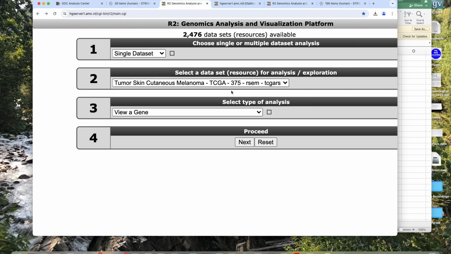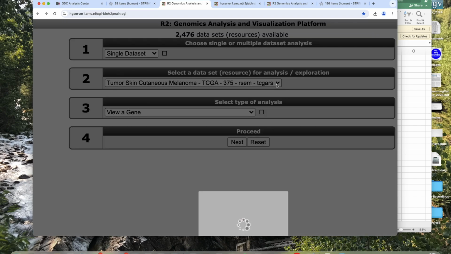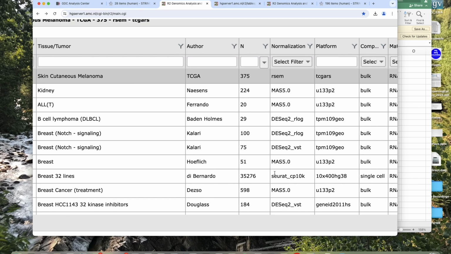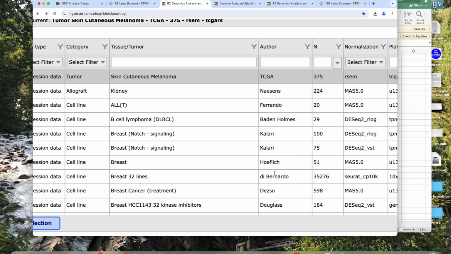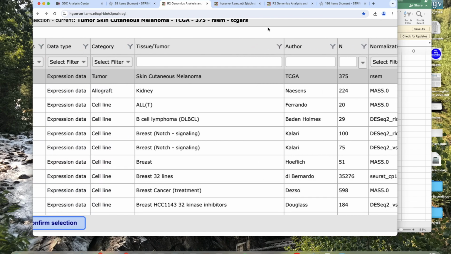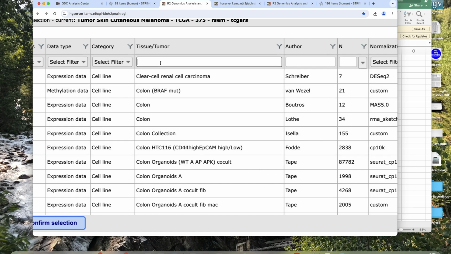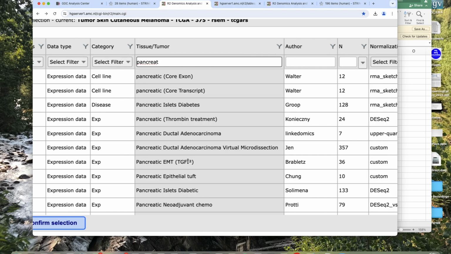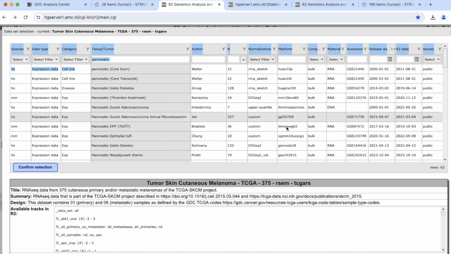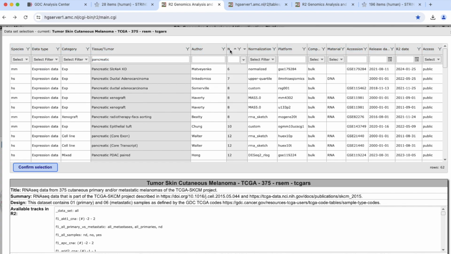We'll take single data set. And then we're going to select our data set. So here, in this case, in tumor tissue, let's go pancreatic. There we go. Okay, we now have pancreatic. Here's what I want you to do. Again, let's go to our N. Let's sort by highest to lowest.